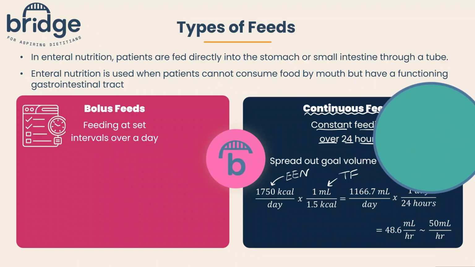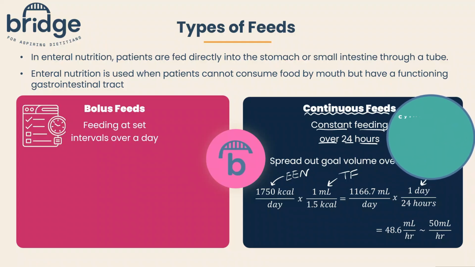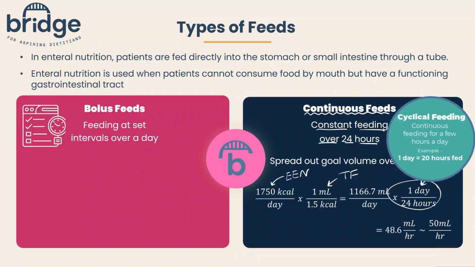There is a third type of enteral nutrition, which is called cyclical feeding, where the patient is receiving continuous feeds, but maybe for only 20 hours in a day. And they work exactly the same way, but instead of using this equivalent statement right here, one day is 24 hours, these patients are maybe fed 20 hours a day or 18 hours a day. Maybe they're just fed at night for 8 hours a day, but the math works out the exact same way.